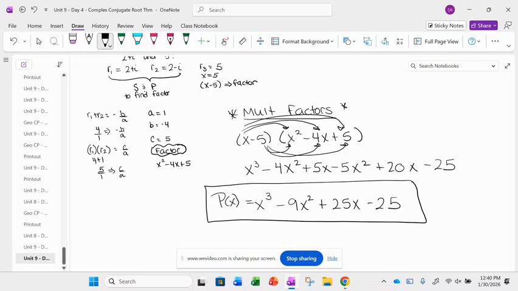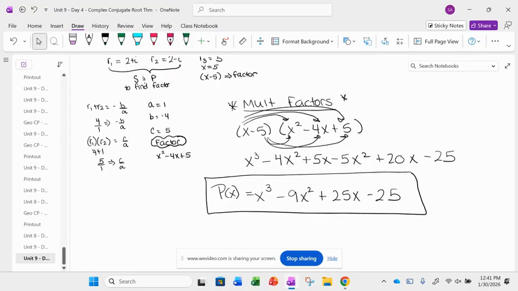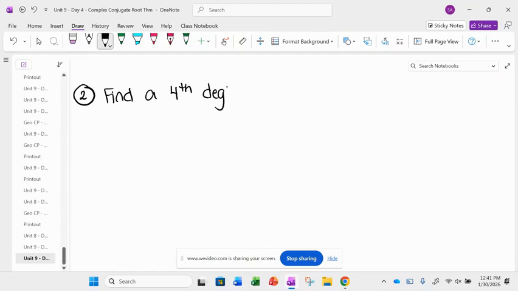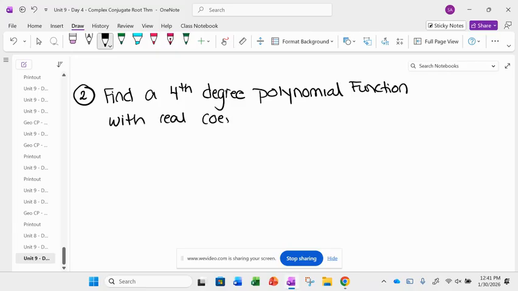All right, next one. So this time we're going to find a fourth degree polynomial function with real coefficients if the roots are 3i and 1 plus i.